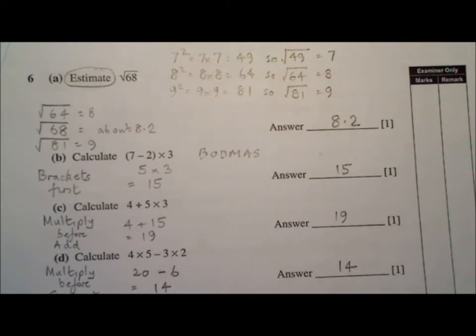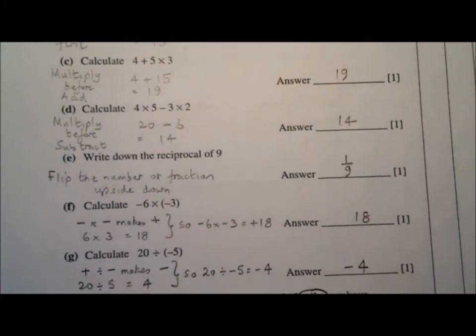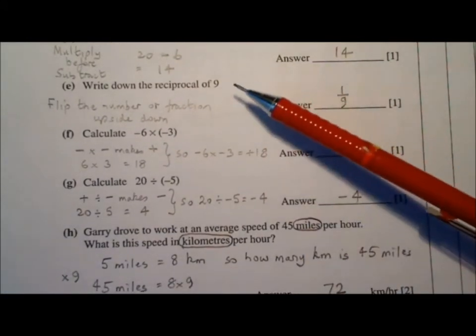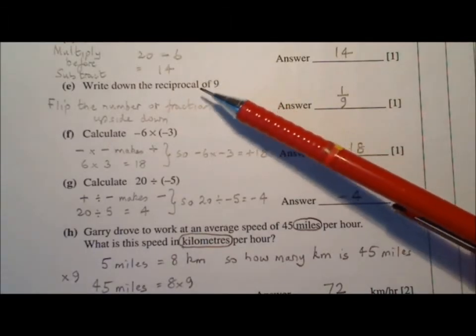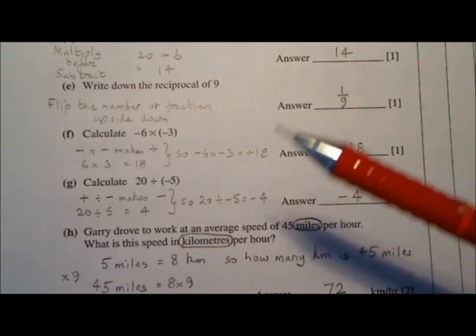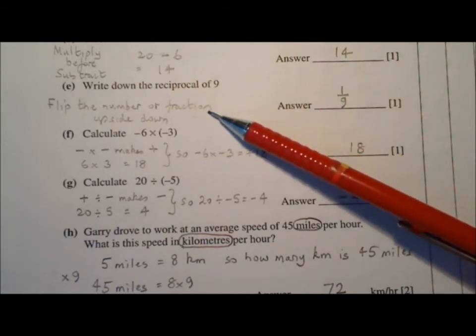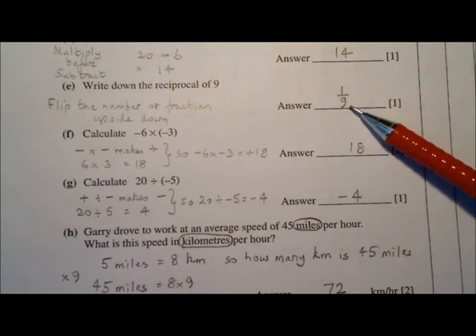E, this one is writing down the reciprocal of 9. You need to remember the reciprocal, this strange word here, just means that you flip the number over. In this case, you flip the number or the fraction upside down, so that becomes 1 over 9.